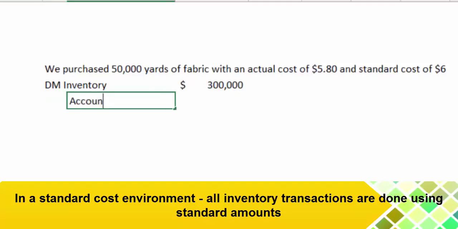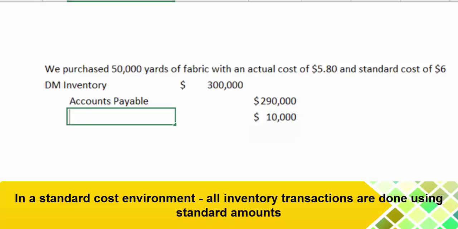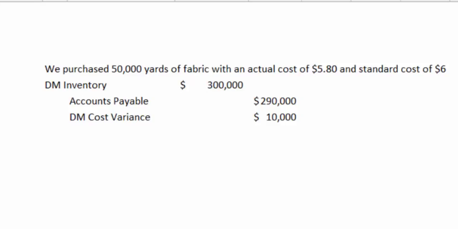But our accounts payable is for 50,000 yards of fabric at $5.80 a yard. That's how much we actually have to pay the vendor. That's $290,000. We are out of balance by $10,000. What we're going to do is journalize that to a direct material cost variance. There will be a variance account for every variance that we have. Now, this journal entry doesn't match our table because we purchased more than we used.